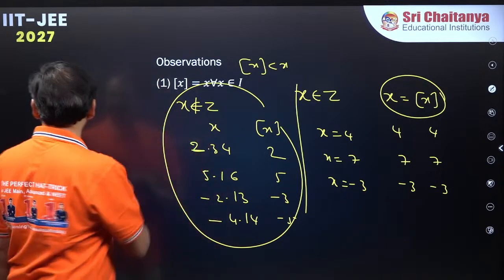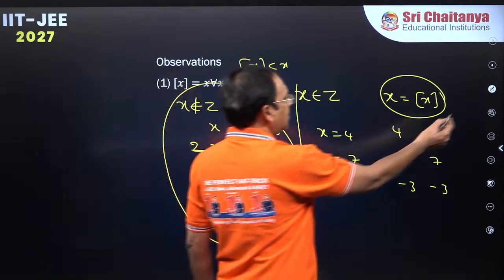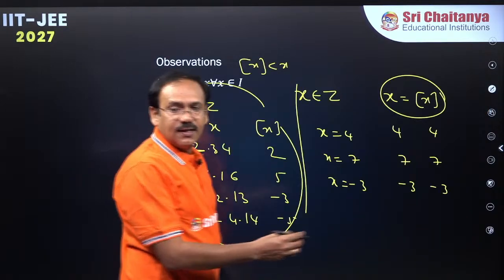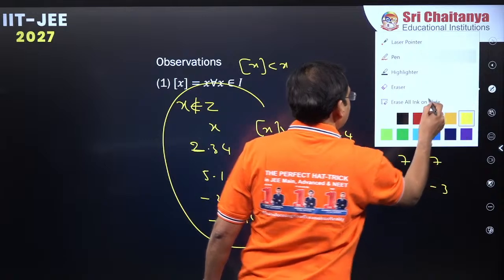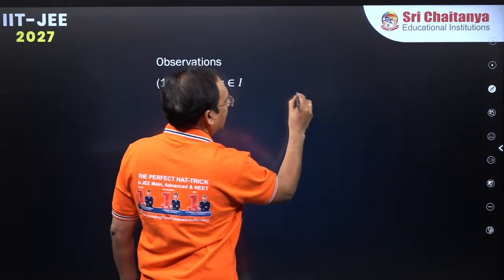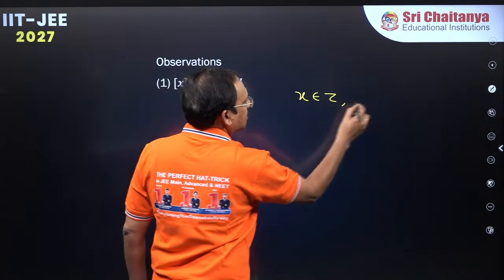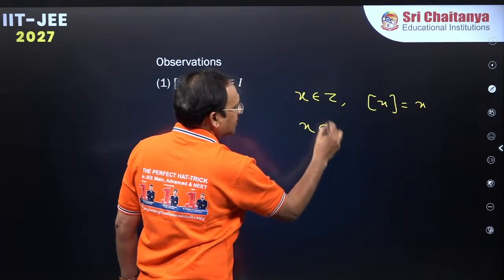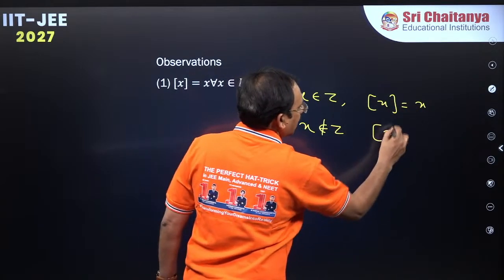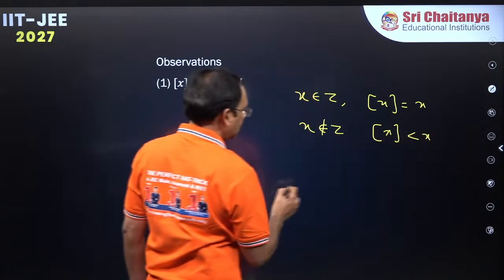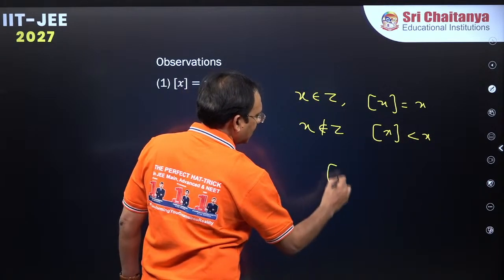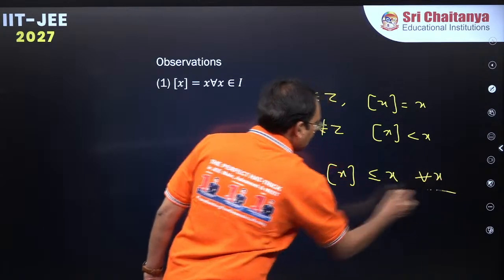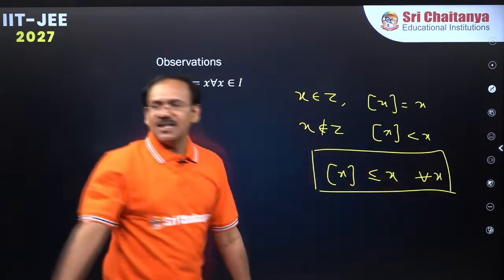Yeah. So dear students, if we mix these two, can I say that if x is integer, step x equals x. If x is non-integer, step x is less than x. In general, step x is always less than or equal to x. Correct? Do you understand this property now?